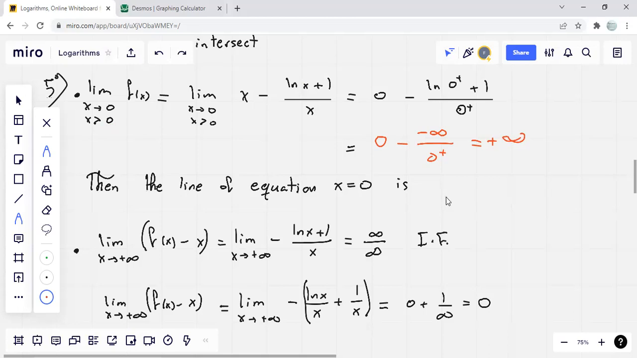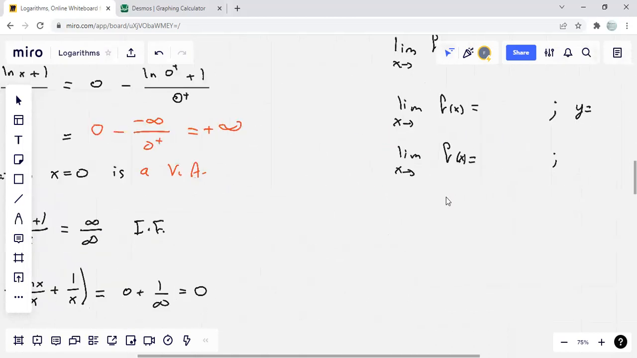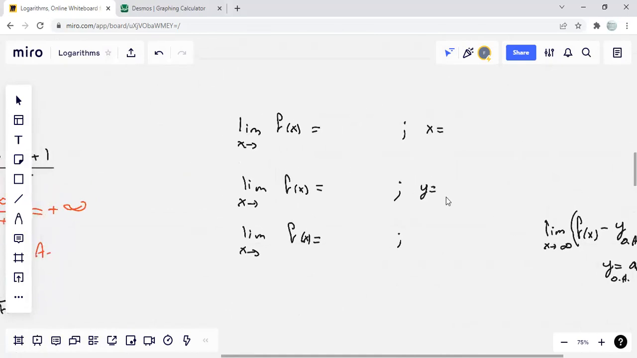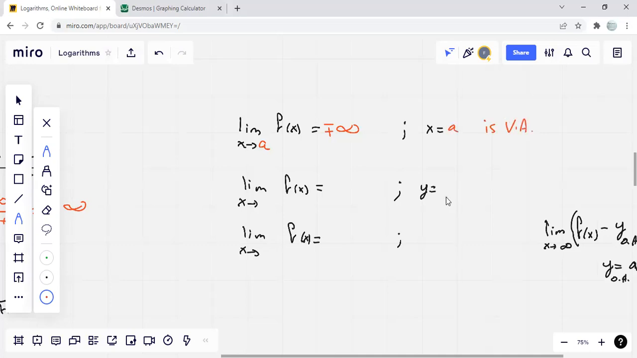What can we deduce? How can we interpret this result? We know that the line of equation x equals 0 is what? Is a vertical asymptote. Okay. Let's remind you by the asymptotes. بالasymptotes نحن بنعرف is a limit as x tends to a number طلعت infinity minus or plus, then x equal to a is a vertical asymptote. If x tends to infinity minus or plus and the answer is a number, then y equal this number is a horizontal asymptote.